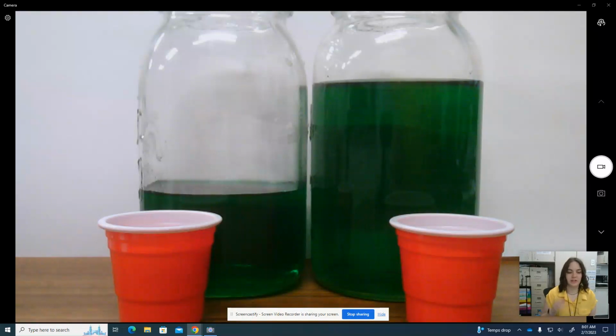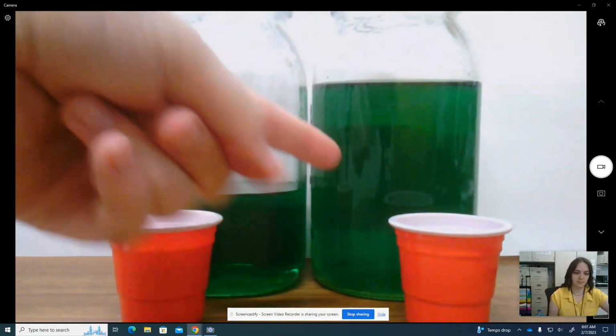This video is for the second part of your notes. We're going to talk about salt and density and how salt changes the density of water. So here I have two jars. These two jars are the same temperature, just one has less water, one has more.